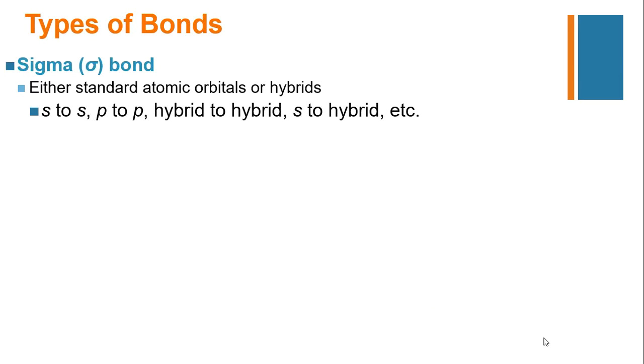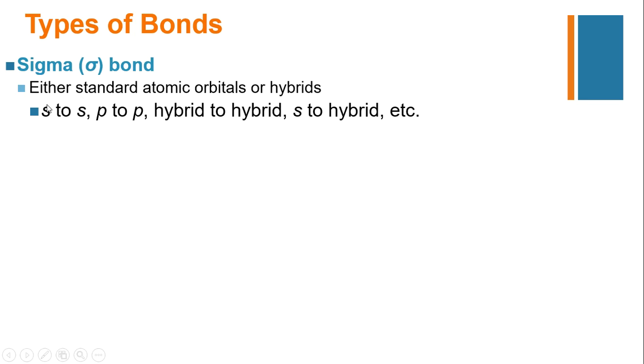So first things first, there are two types of bonds that we talk about with valence bond theory. The first type of bond is called a sigma bond. A sigma bond is just going to be your standard single bond. So sigma single, sigma single. There is a plethora of ways that you can make a sigma or standard bond.